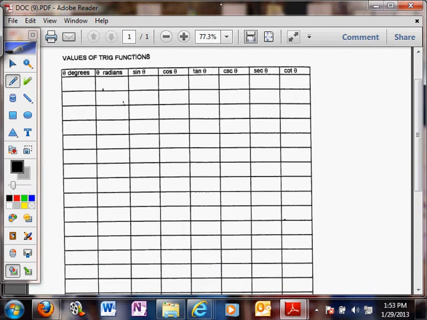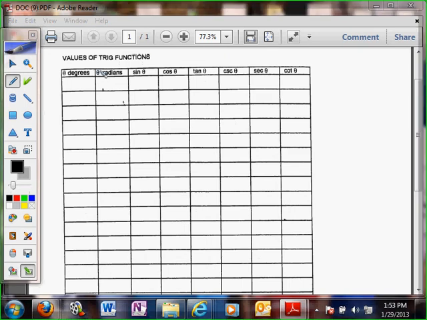Okay, the first thing that I'm going to do is start at the top. This first column says degrees, so I'm going to have 0 degrees, then I have 30 degrees, and I'm just following my unit circle around. Then I have 45 degrees, then I have 60 degrees, then I have 90 degrees. This is my first quadrant. I'm working in quadrant 1 right now.